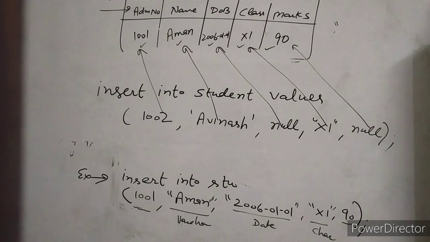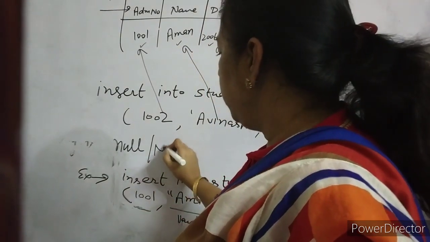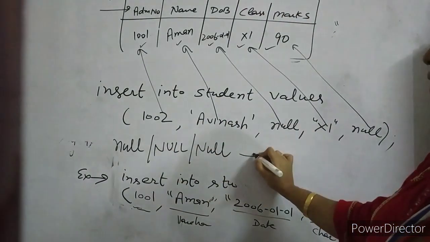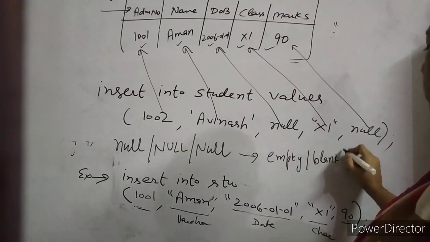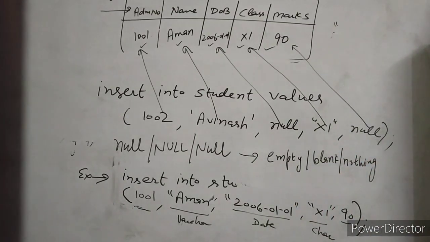Now what is null in this case? Null means nothing in MySQL. Null means blank in MySQL. You can write it in capital letters, NULL, anything you like. Null means empty, blank. You can say nothing. When I don't know the value of any column, I will write null. It is the indication of empty in MySQL.